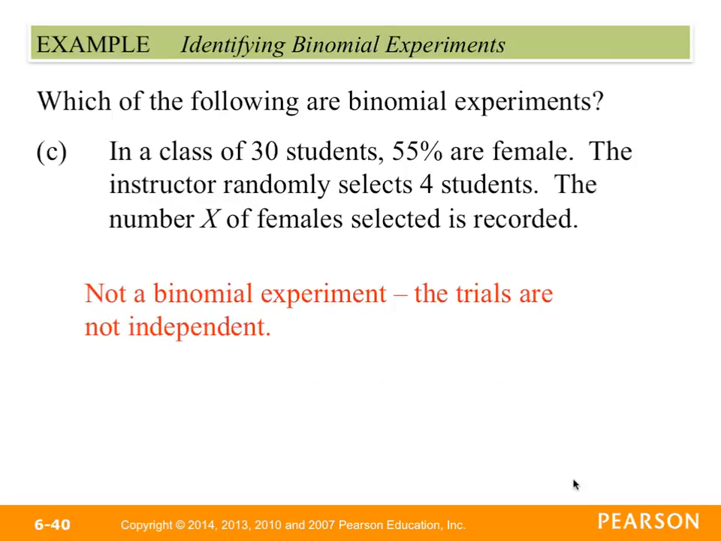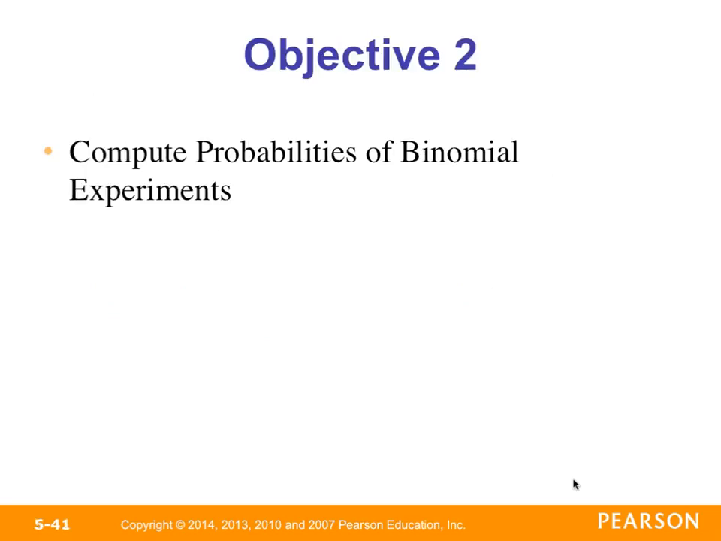So the trials are not actually independent in this case, because once you've been picked, you can't be picked again. So there are no longer 30 students left. Once you've been picked, there were only 29 and then 28, okay, and so on. So the trials for this one are actually not independent.